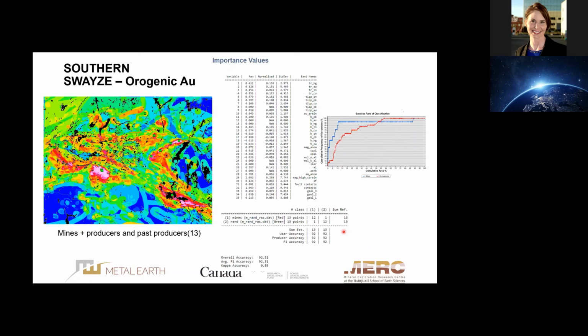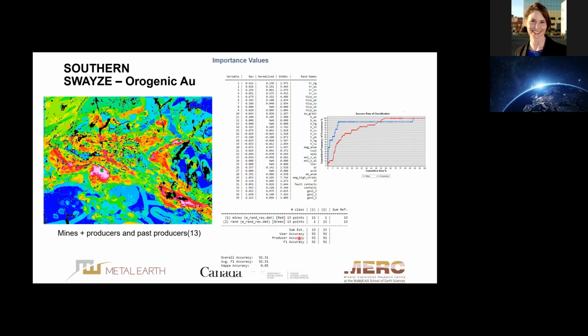Looking at just hot off the press, looking at the southern Swayze, which is dear to my heart because I helped map in that area years ago with Kevin Heather from the GSC and John Eyre. And what I'm looking at here now is a model based on just the mines and past producers, which is a total of 13. And here you can see this is a pretty robust model, and we put lots of evidence maps or predictor maps into our equation, including alteration indices, fault contacts, our 3D data again.